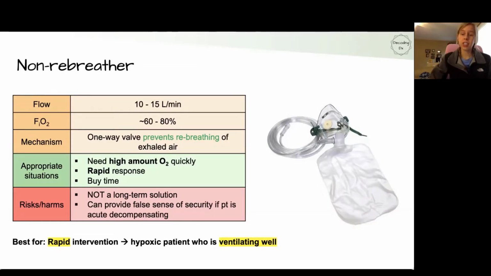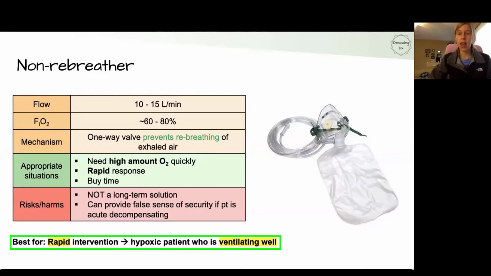Non-rebreathers are good for patients that need a high amount of oxygen pretty quickly, such as in a rapid response when a patient might be decompensating. But a non-rebreather is not a long-term solution, and it can provide a false sense of security in a patient that's acutely decompensating and needs to get to an ICU level setting. So non-rebreathers are good for rapid intervention, a patient who's ventilating well so they don't need extra pressure support, and they're on their way to getting more definitive intervention.